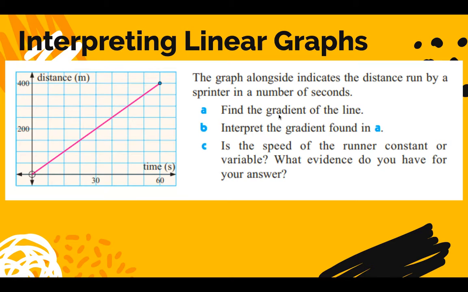So we need to interpret the gradient, we need to find the gradient, and we need to explain the speed if it is a constant variable and what evidence tells us that it is a constant speed. Well, speed is always the rate of change, and the rate of change is the distance over the time. So meters per second. So how many meters does the runner cover in a certain number of seconds?